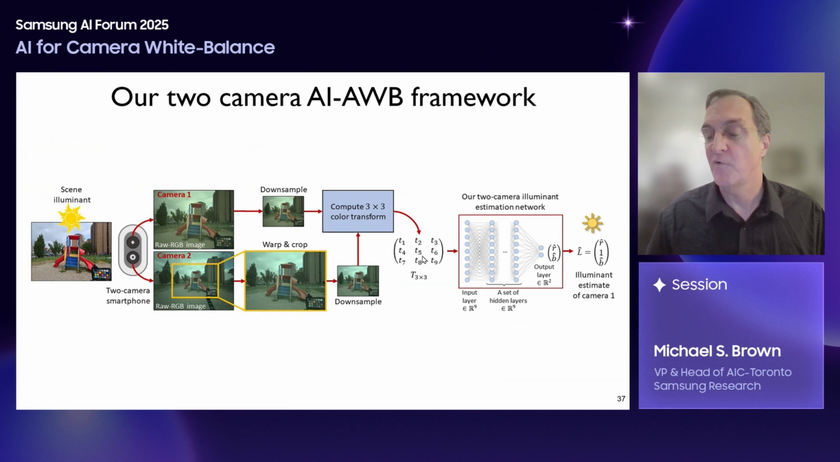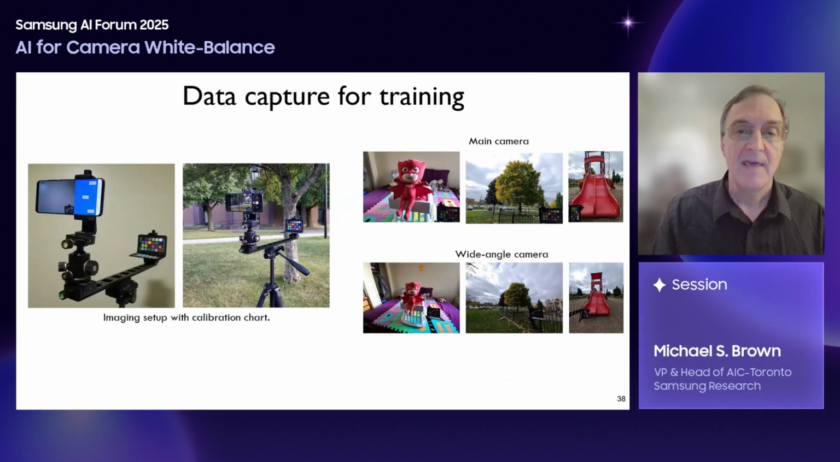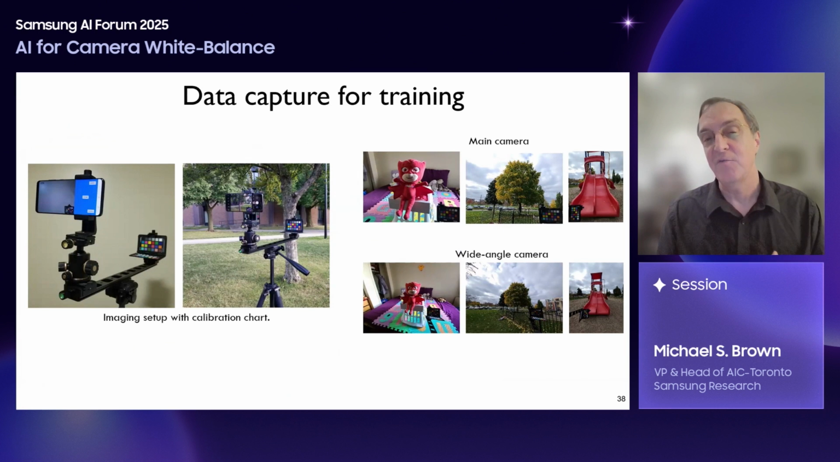Now, this transform, 9 parameters, is what we feed into our neural network. So our network's very, very simple, but it's very good at predicting the white balance. Now, to be able to get the training data, we needed to be able to ground truth these images.